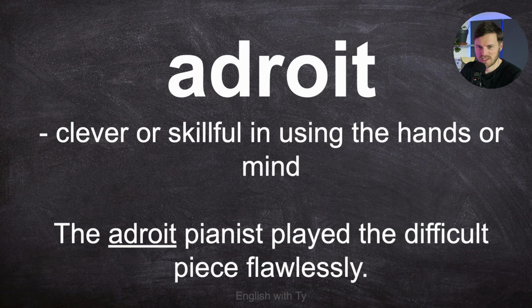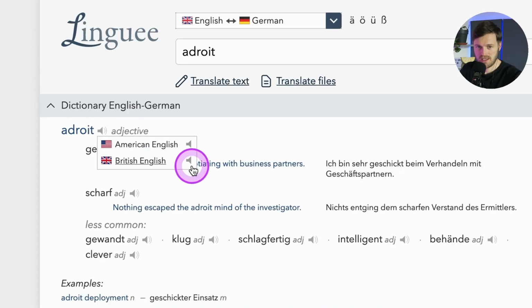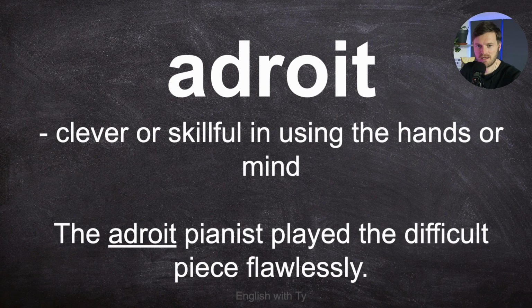Adroit is the next word I want to talk about. A-D-R-O-I-T, adroit. And that means clever or skillful in using the hands or mind. Now let's type that back into the website. Adroit. And here's the British pronunciation. Adroit. So again, it's very similar in my opinion.